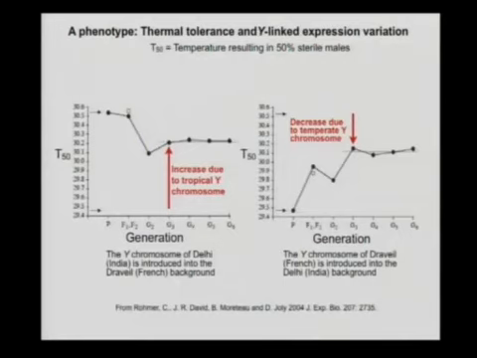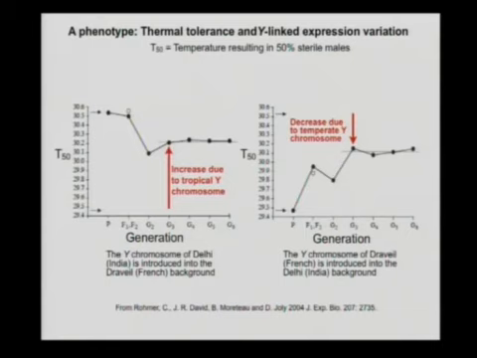This is a study of Jean David's, performed some time ago, in which they studied the thermal tolerance of spermatogenesis. Drosophila is exquisitely sensitive in its spermatogenesis to temperature. A change of only a few tenths of a degree centigrade will drive male sterility. And Jean's group studied a chromosome from India and one from France, a tropical versus temperate climate.